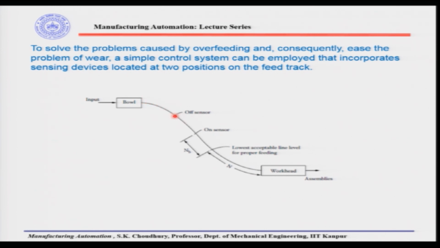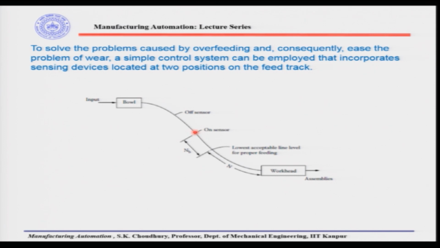Then, when the sensor keeps the feed track off, the workhead will keep taking the parts for assembly, and as soon as the part level goes below this point, this is the on sensor, and this sensor will again start the feed track, so that the parts could again fill up the feed track.